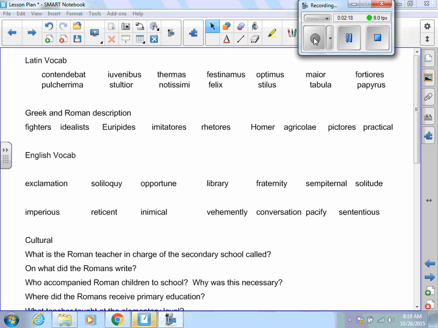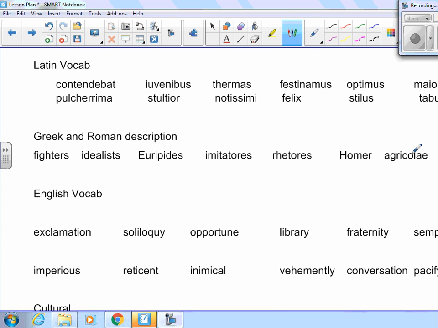Fighters, that would be Romans. Romans were the fighters. Idealists, Greeks were the philosophers, they were the idealists. Euripides, he was Greek. Imitatores, remember during the argument that the Greek boy called the Romans imitators, so imitators would be Roman. Rhetores, those are going to be our teachers, those are going to be Greek. Homer, he was Greek. Agricolae, farmers, are common to the Romans. Pictores, painters, are going to be the Greeks. Practical are the Romans.